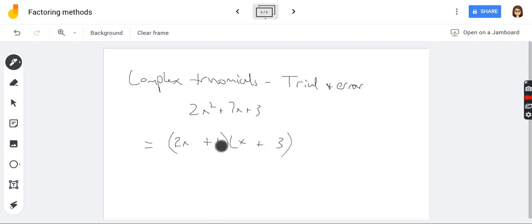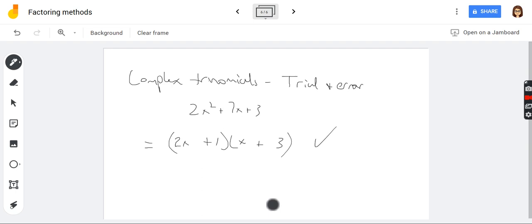So we'll expand. So you could use FOIL, you could use an area model, whatever you like. 2x times x is 2x squared, that works. 2x times 3 is 6x. 1 times x is 1x, add those up, that's already 7x, and then the 1 times 3 is a 3. So I know that that works. And only because I chose the numbers in the right place. If I didn't, I would erase them and choose a different combination.